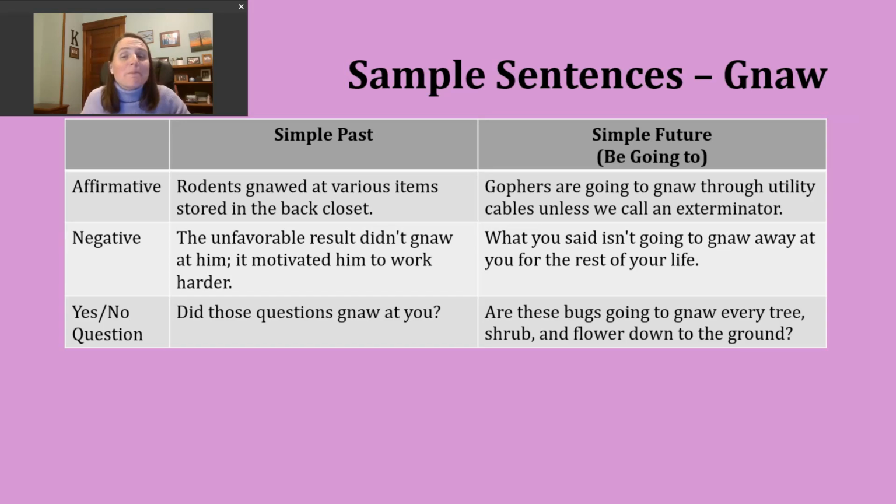Now, if you want to make a negative sentence in the simple future, what you'll want to do is insert not after your be verb. So you're again still paying attention to that subject. So an example of this might be, what you said isn't going to gnaw away at you for the rest of your life.